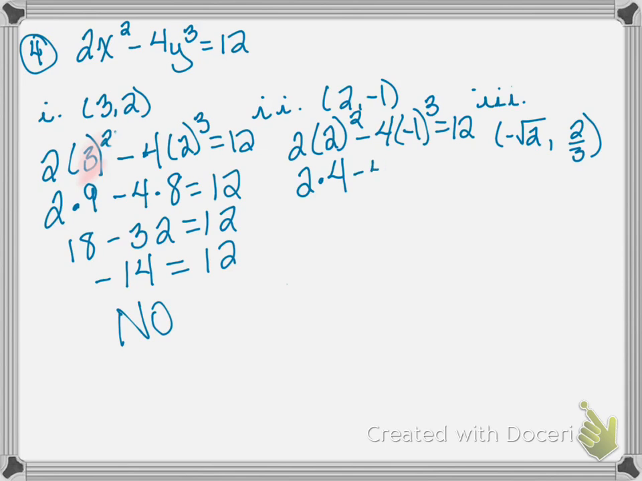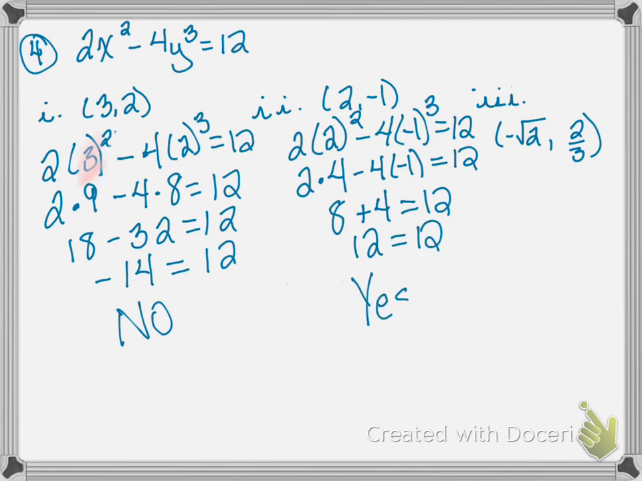And we talked some in class that if you take a negative and you raise that to an odd exponent, it's going to stay negative. So negative 1 times negative 1 times negative 1, that's negative 1 to the third power, and it stays negative 1. Okay? So now we have 2 times 4 is 8. Negative 4 and negative 1, that is positive 4. And in this situation, I get 12 equals 12. And so this is a yes.